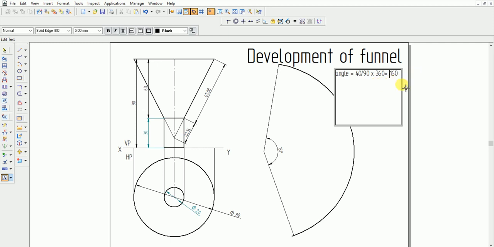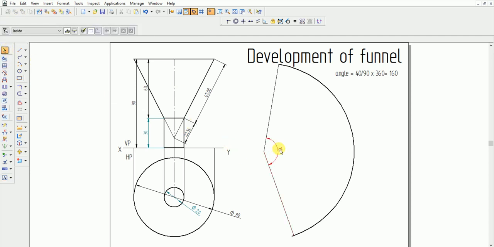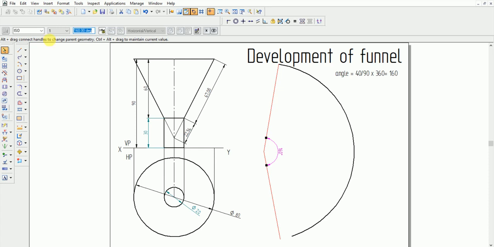So now let us draw. We want this angle to be 160 degrees, so I'm changing it to 160. Let me extend this arc up till here. Let me verify whether the length is 90 or not. Yes, it is 90. Fine.